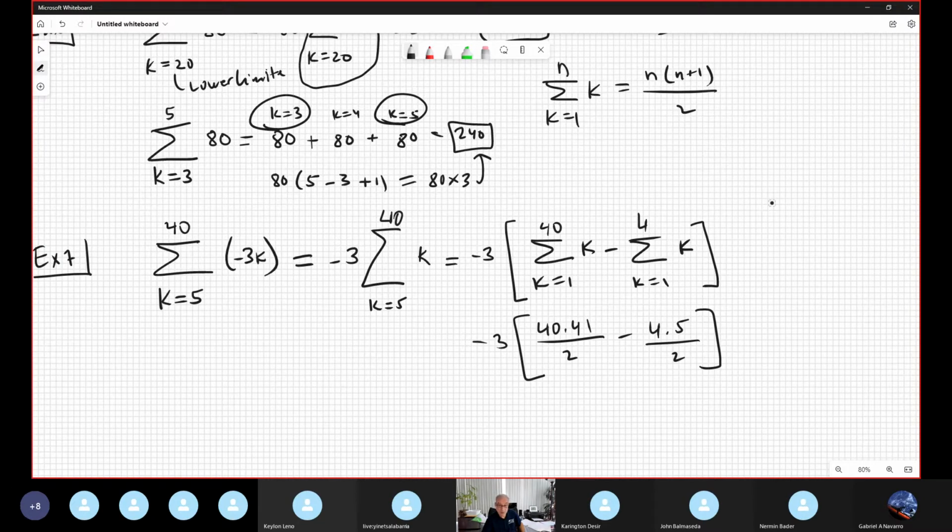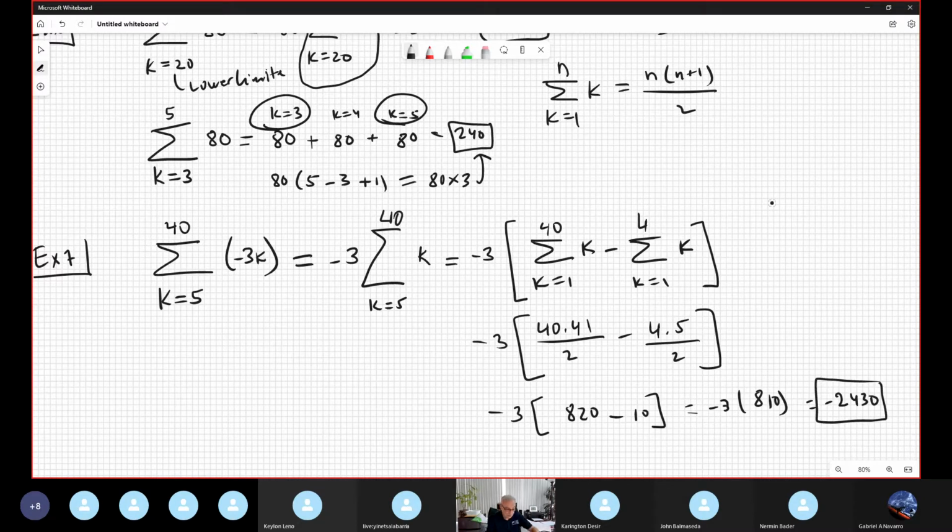Okay, this is now minus 3 times this is the 820. And this is 10, no? It's 20 divided by 2, 10. So now you're subtracting 810, which is negative 3 multiplied by 810, the answer is negative 2,430. Yes. Okay, not bad.